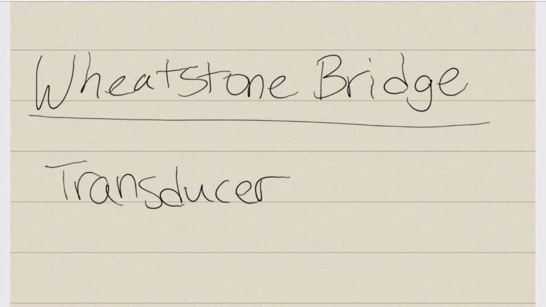Wheatstone bridges are special circuits which are used to determine the resistance or change in resistance across an element, such as a strain gauge. We know that the resistance of an element depends on its geometry. When a strain gauge experiences strain, its cross-sectional area and length change, resulting in a change in the strain gauge's resistance. A Wheatstone bridge can be used to measure this change in resistance, and then the strain experienced by the strain gauge can be calculated if certain properties of the strain gauge are known.